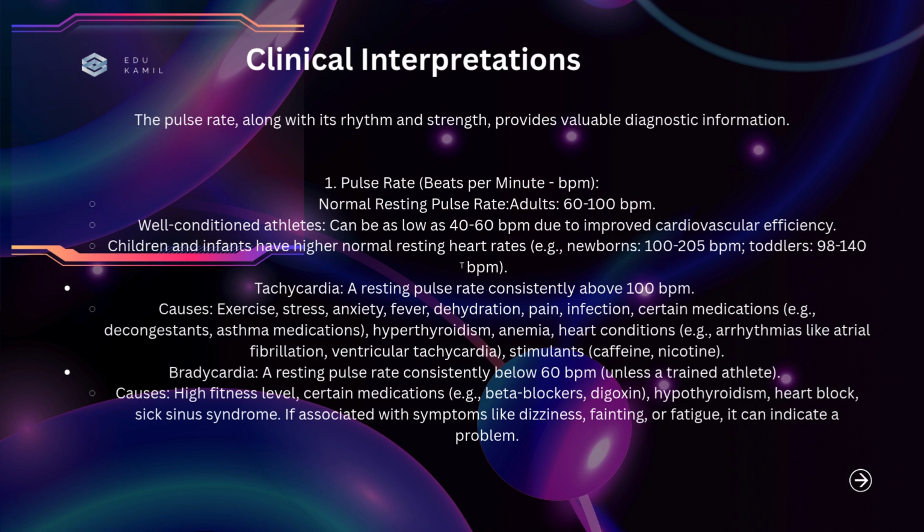Tachycardia, a resting pulse rate consistently above 100 bpm. Causes: exercise, stress, anxiety, fever, dehydration, pain, infection, certain medications, e.g., decongestants, asthma medications, hyperthyroidism, anemia, heart conditions, e.g., arrhythmias like atrial fibrillation, ventricular tachycardia, stimulants, caffeine, nicotine.